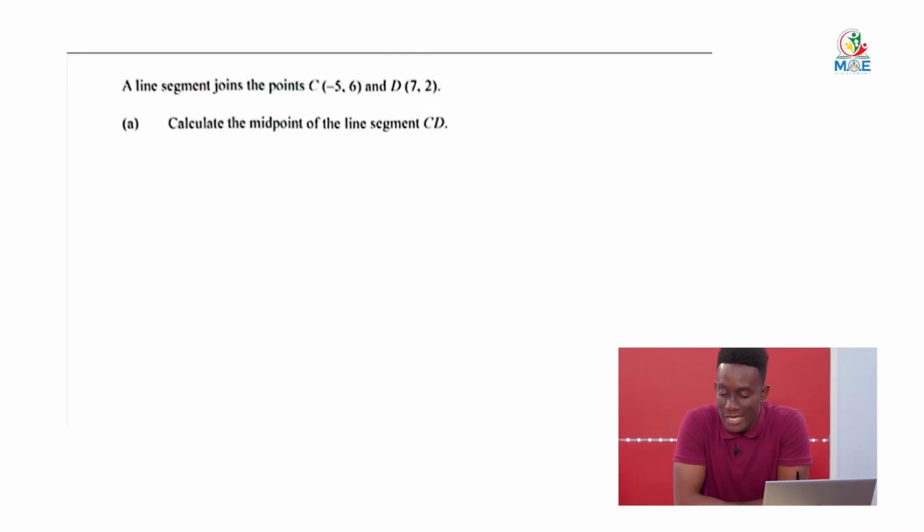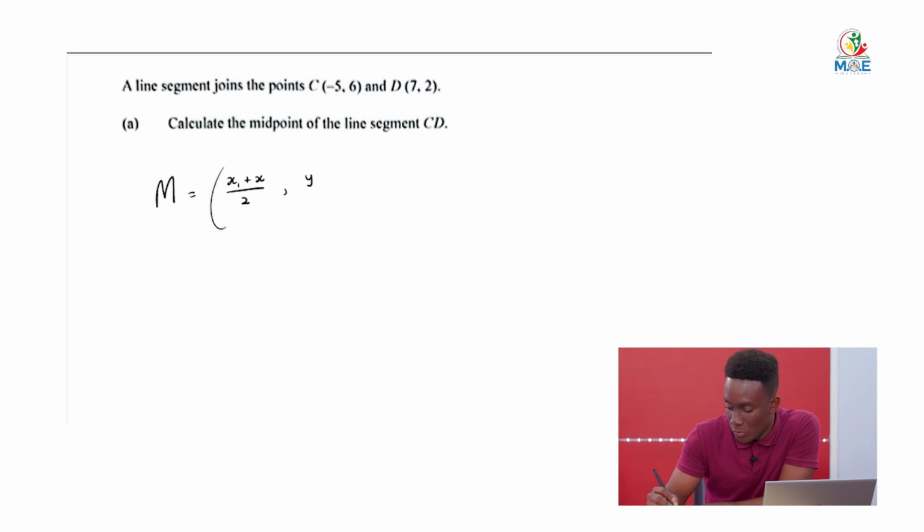So the question says, a line segment joins the point C, which is (-5, 6), and D, which is (7, 2). Calculate the midpoint of the line segment CD. So to find the midpoint, use a capital M. The midpoint would, of course, be a point. The formula to find the midpoint is (x1 plus x2) all divided by 2, comma, (y1 plus y2) all divided by 2.